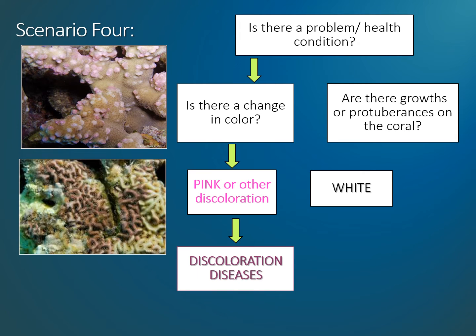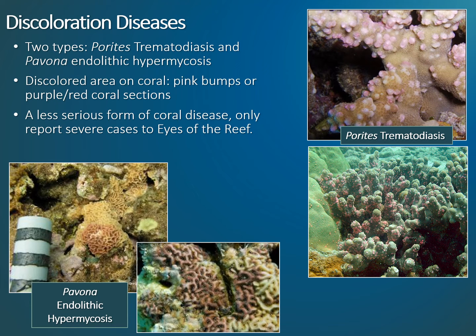If you answered discoloration diseases, you are correct. Discoloration diseases cause distinct discolored areas on a coral colony, including either pink bumps or purple or dark red colony sections. These diseases are considered less serious and should only be reported to the Eyes of the Reef Network if very severe cases are observed.